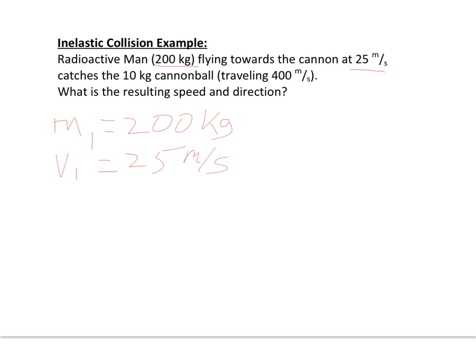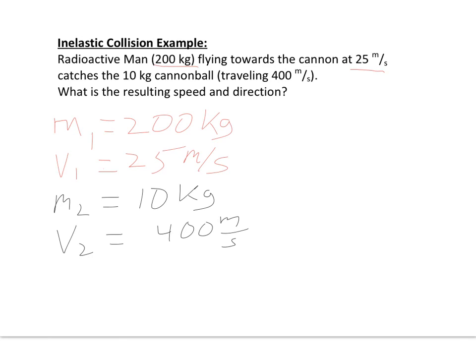He catches the 10-kilogram cannonball, so that's my second mass. I'm going to label that m2, and that's 10 kilograms, traveling at 400 meters per second. So v2 equals 400 meters per second.